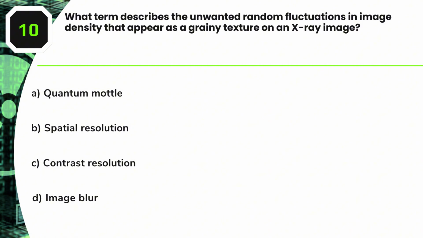Question 10. What term describes the unwanted random fluctuations in image density that appear as a grainy texture on an X-ray image? A. Quantum model. B. Spatial resolution. C. Contrast resolution. D. Image blur.